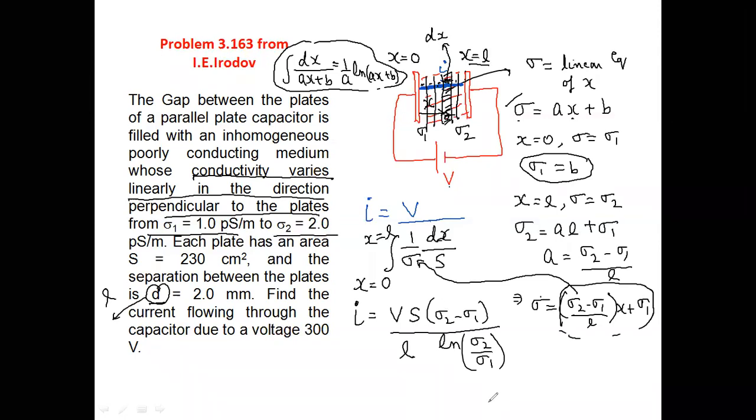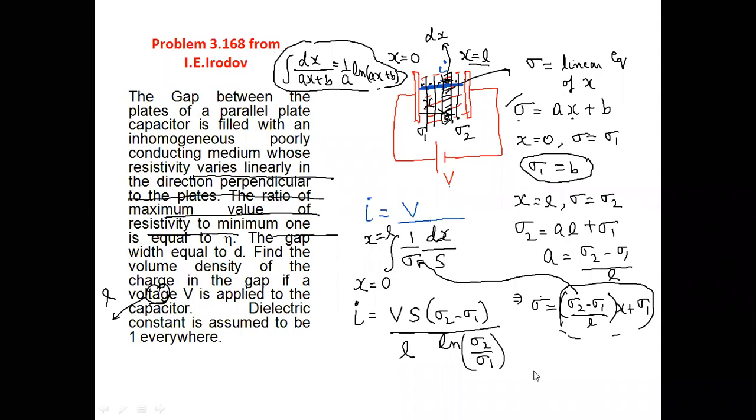We have one more question. Problem 3.168 now. Problem 3.168 says that again we have a capacitor, a parallel plate capacitor, the same way as it was in the previous problem 3.163. The gap is again filled with some medium, and that medium has some conductivity or resistivity.